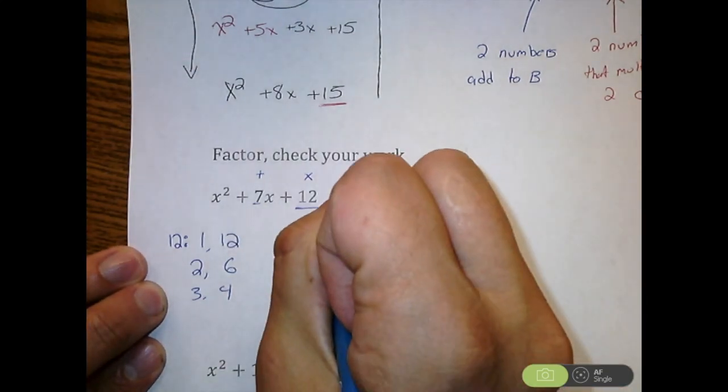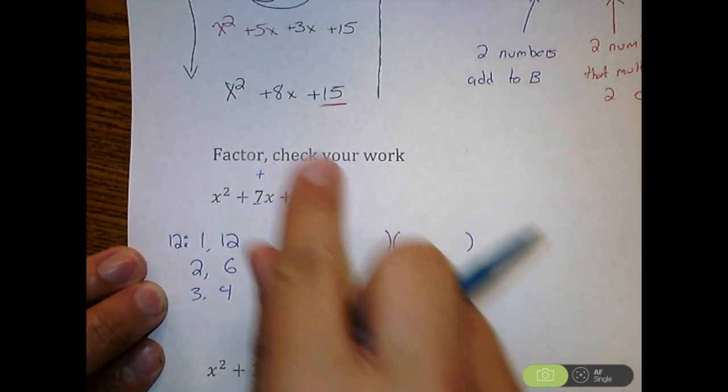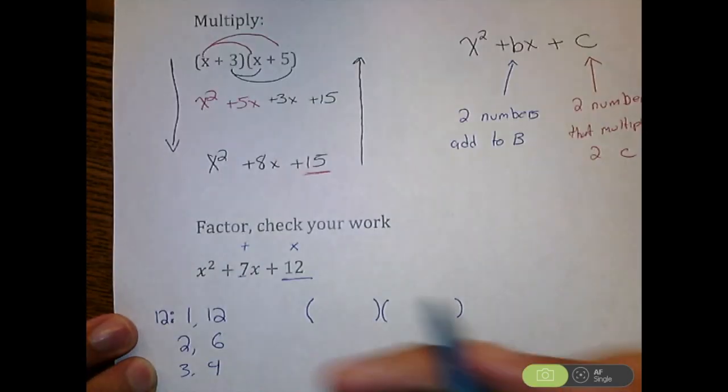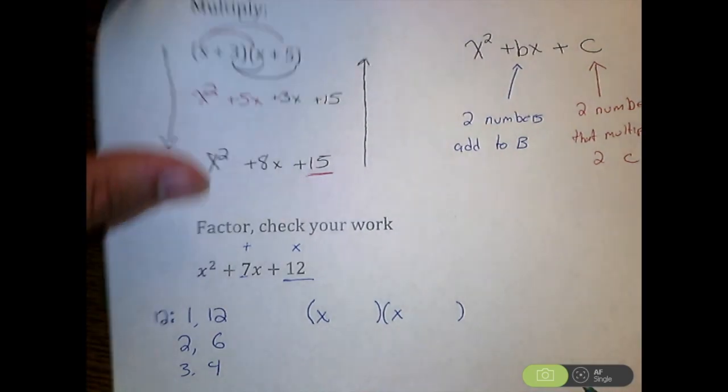So I'm going to take a little guess here, and then we're going to check and make sure our work is right. Now notice how we started. We want to end up with two parentheses, and we're going to have an x in each parentheses. Now we just need to plug in those numbers.